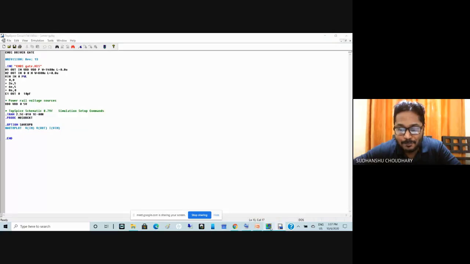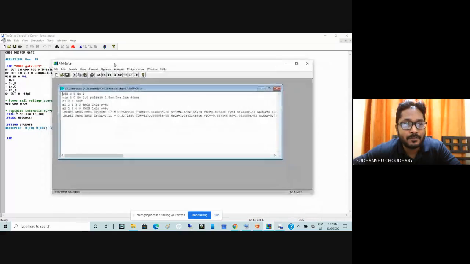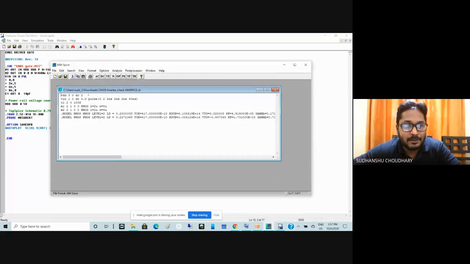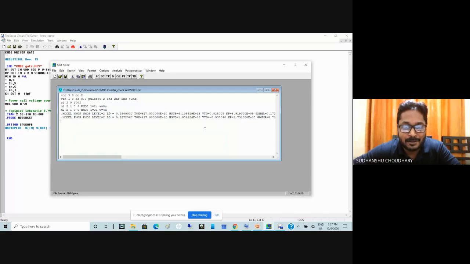Then we have another software also, AIM Spice. If you open AIM Spice, you will get this kind of window. In this window, you can start writing your Spice code, right? So you will start writing the Spice code. How will you write a Spice code? Maybe I'll give a small briefing within 5 minutes. I will tell you how to write this Spice code.